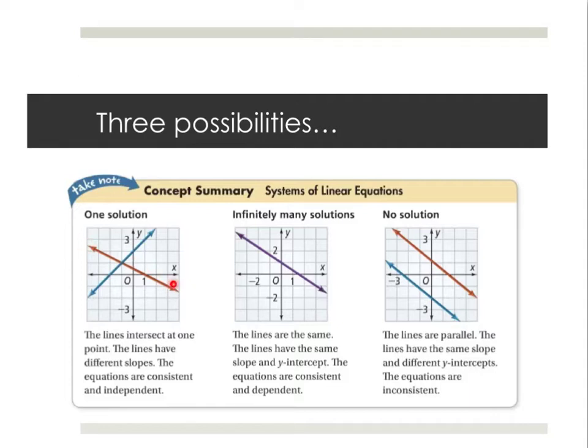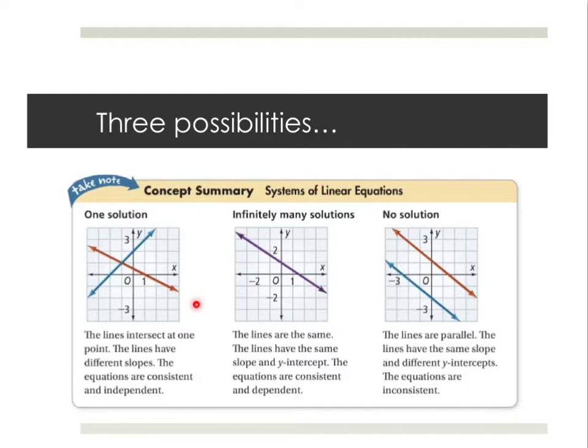Most of the time, your two lines are going to cross. They're going to intersect. There's going to be an intersection point. And those lines intersect at a single point, one point. The lines that we're talking about here have different slopes. And when we talk about this system, we say that this system is both consistent and independent.